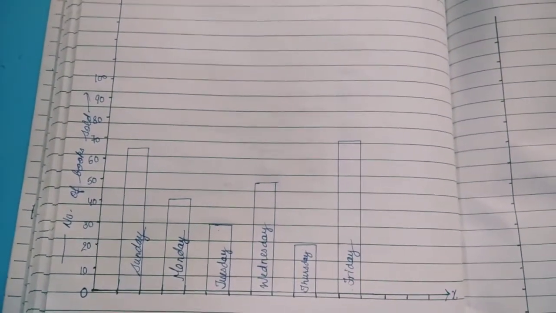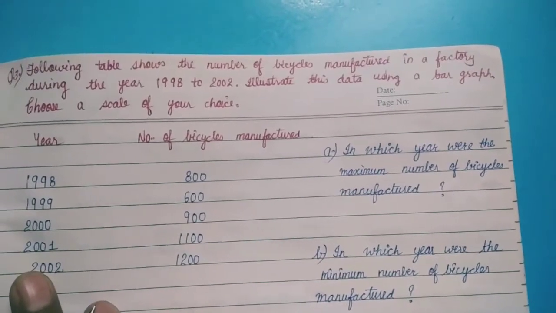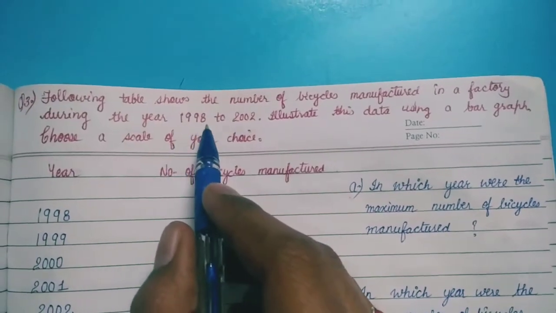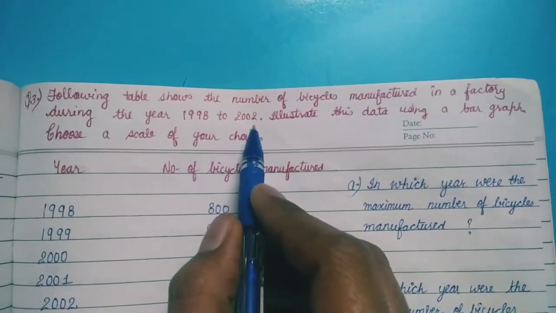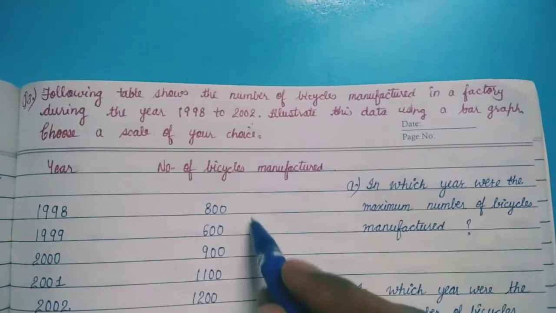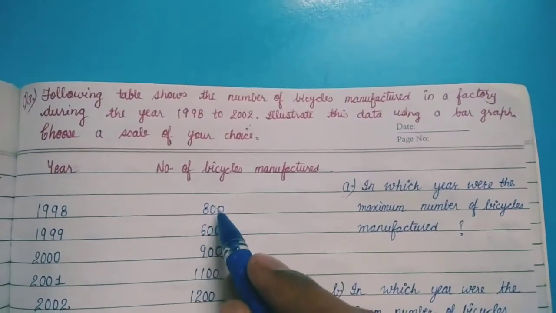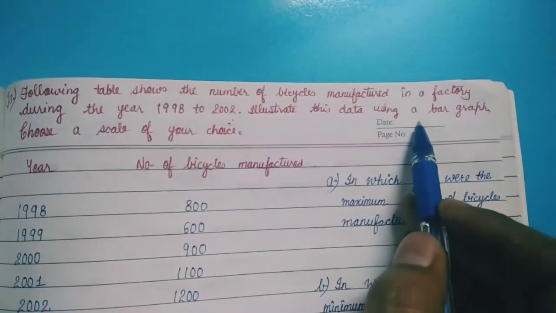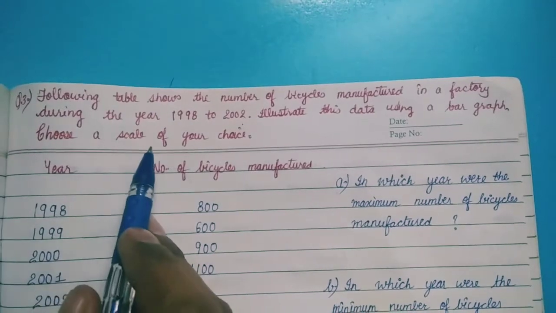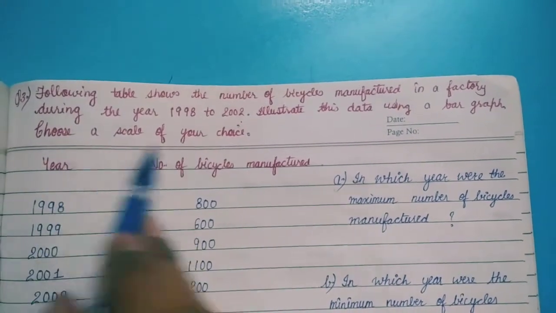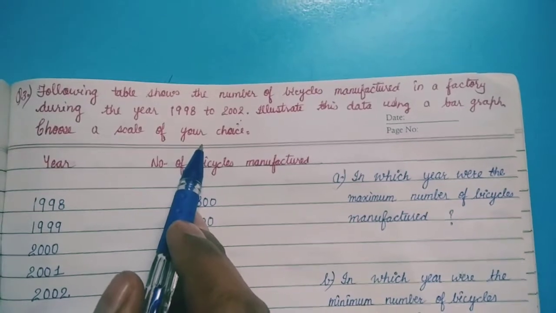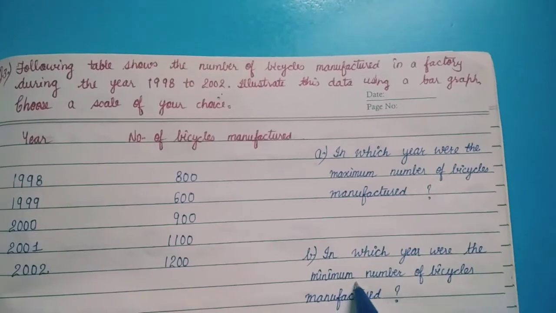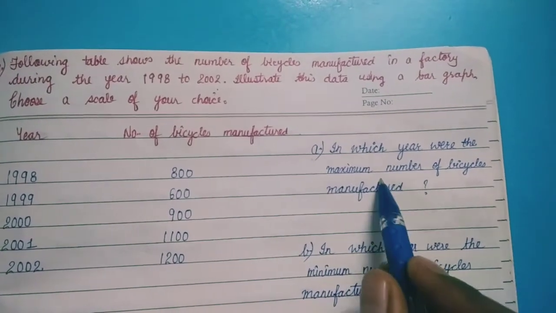Now the third question is, the following table shows the number of bicycles manufactured in a factory during the years 1998 to 2002. So here we have the number of bicycles that were manufactured by the company in different years. Illustrate this data using a bar graph. Choose a scale of your choice. Here we have to answer two more questions, but after drawing the bar graph we will answer these two questions.